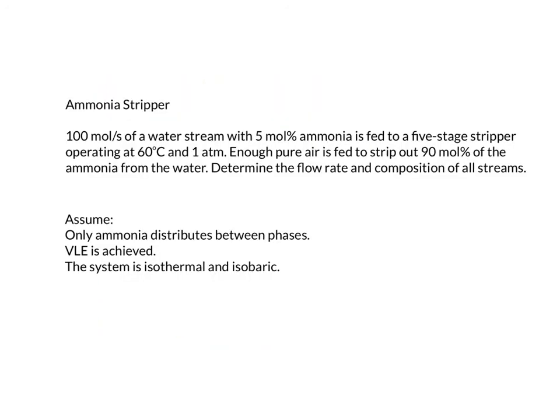Anyway, this is an ammonia stripping column, and we will solve this using the Lewis method. Here is the problem statement. 100 moles per second of a water stream with 5% ammonia is fed to a 5-stage stripper operating at 60 degrees C and 1 atmosphere. Enough pure air is fed to strip out 90% of the ammonia from the water. Determine the flow rate and composition of all streams.